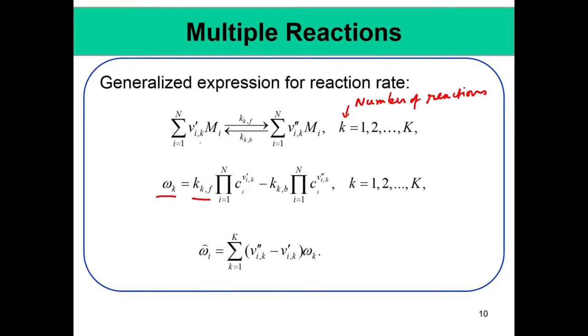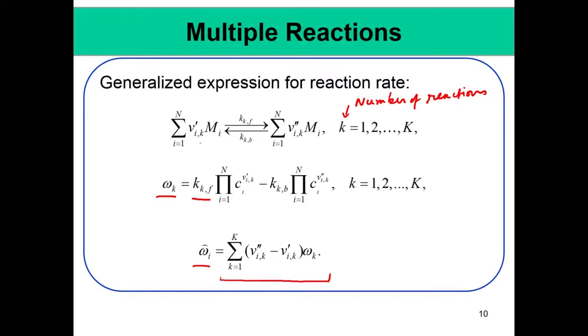Now, using this information and the previous relations, we can find the rate of change of the ith species, which is given by omega I cap, and that should now be summed over all reactions. That is, the contribution of the production or consumption of the species I should be taken from all reactions, because species I can appear in many reactions. It need not just appear in one reaction. Okay. So, we need to sum over all of them.